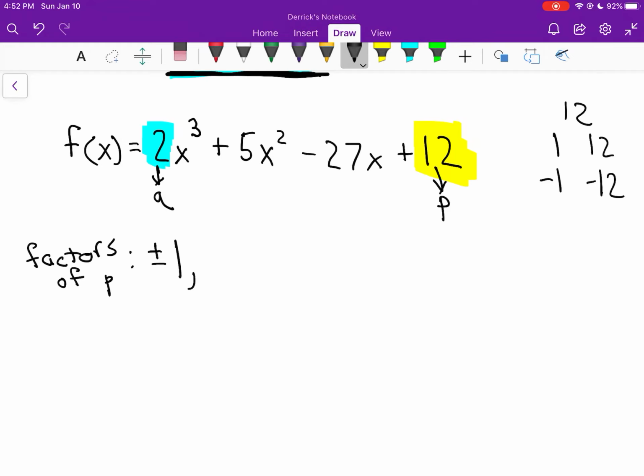So then we ask ourselves, does 12 divide by 2 evenly? Well, yes, it does. So we'll put a plus or minus with the 2 as well. Then we want to ask ourselves, does 12 divide by 3 evenly?